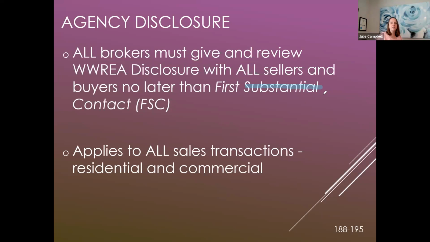But once that buyer says anything about their price, term, or motive, PTM, we have hit first substantial contact. In a perfect world, we can do our disclosure before we get that first substantial contact. Do we live in a perfect world? No. And that's why we need to be on alert.